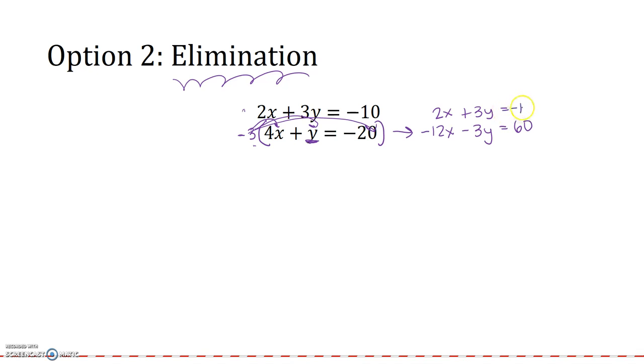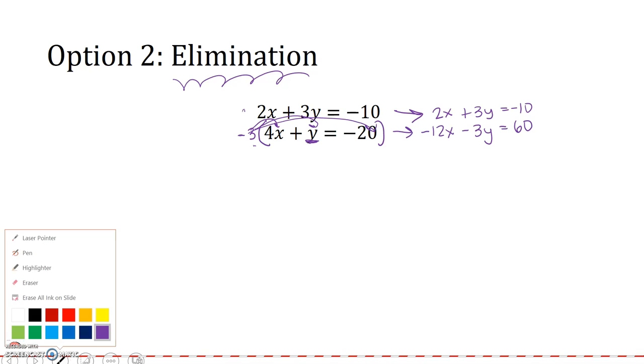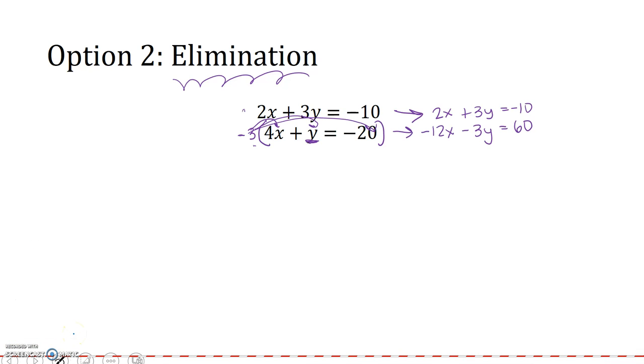I'm going to go ahead and just rewrite the top one. Whenever you're doing elimination, it's important that your variables all line up. So you have your x's in one column, your y's in another, and then your constants in another. Now, I'm going to add the two equations together.